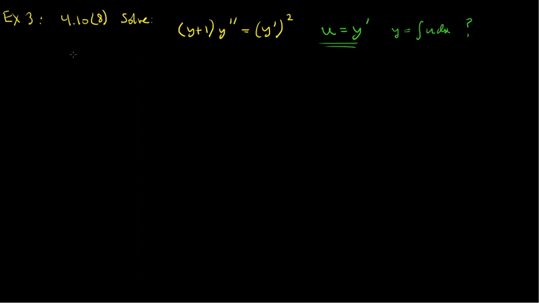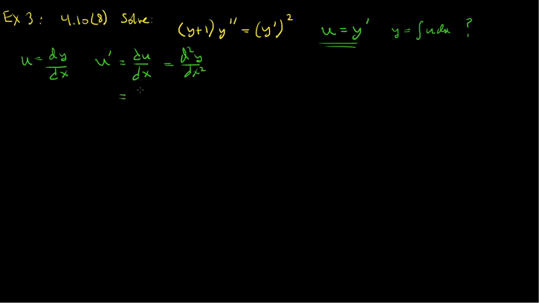All right. However, here's how we get around that, right? And this is also a very common technique, especially for nonlinear equations. So instead of writing u as y prime, let's write it as dy by dx. And so when we write u prime, what we mean by that is the derivative of u with respect to x, which is also y double prime. So in other words, it's the second derivative of y with respect to x.